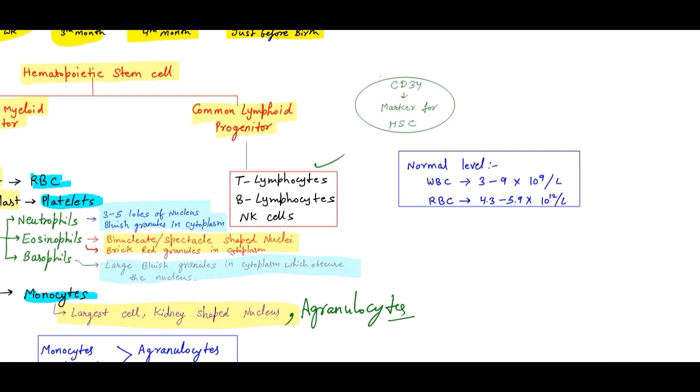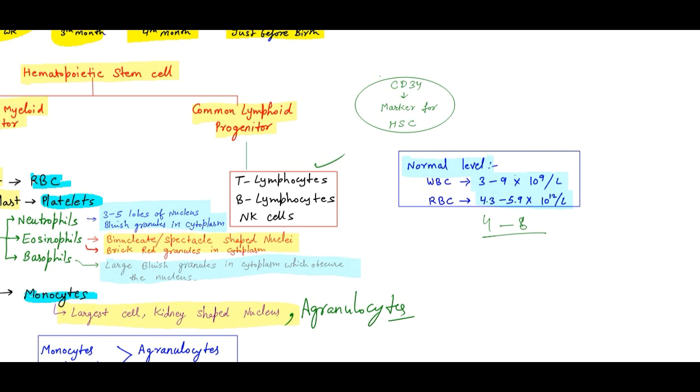Then remember, for leukemia we have the normal levels. We need to remember these levels. WBC normal level is 3 to 9 into 10 to the power 9 per liter; RBC 4.3 to 5.9 into 10 to the power 12 per liter. Or you can remember it like that: 4 to 6.